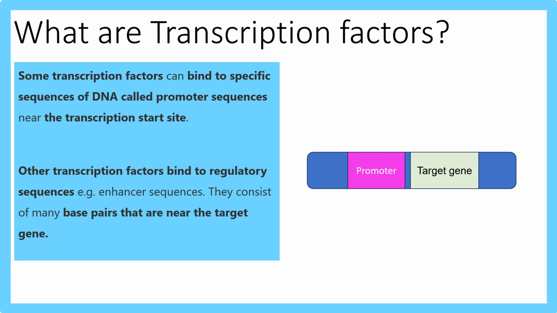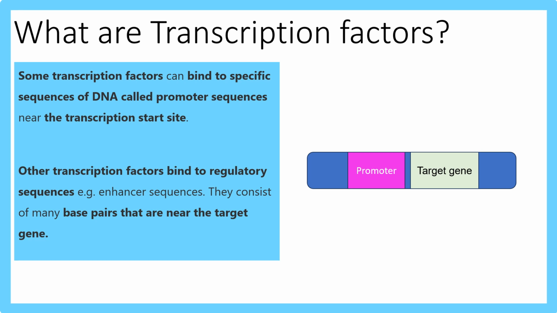So some transcription factors can bind to specific areas called promoter sequences, and these promoter sequences are near where transcription starts. So transcription has a starting point, and this is where some transcription factors can bind. Other transcription factors bind onto an area called regulatory sequences. These areas consist of many base pairs that are near the target genes.